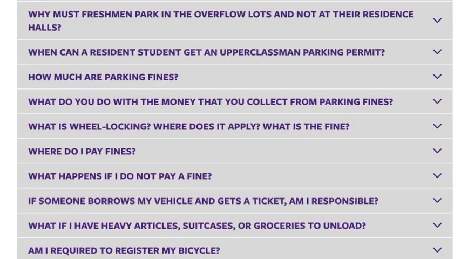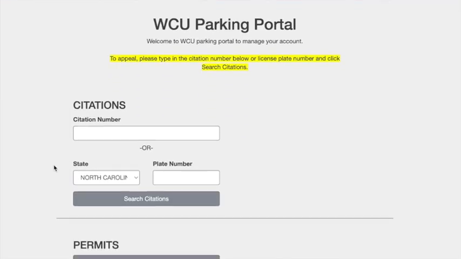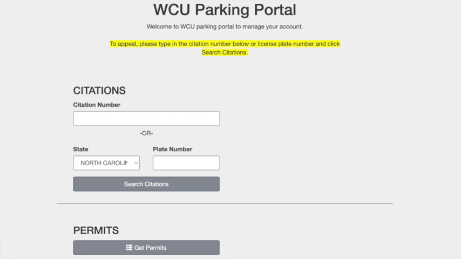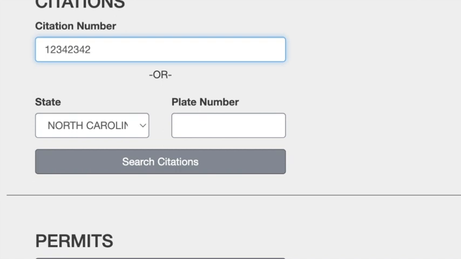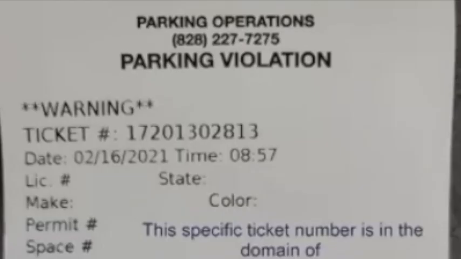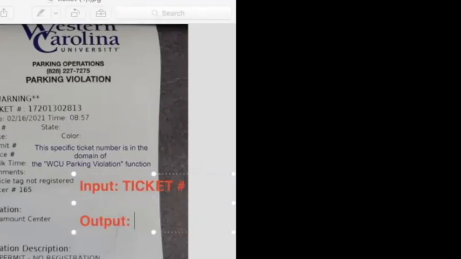Because earlier I went to the website to check on the violation, to make sure that it was just a warning, that there was no amount that I had to pay or anything. So if I put in the ticket number, I'm going to get a result, input, output. So there is a way to make this work. So the input would be the ticket number, and what would the output be? It would be the fine amount.